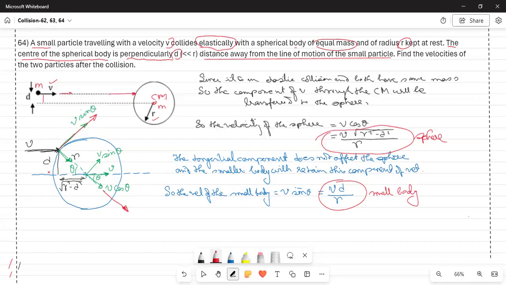So this completes the chapter of collision. So next time, we shall start with the next chapter.